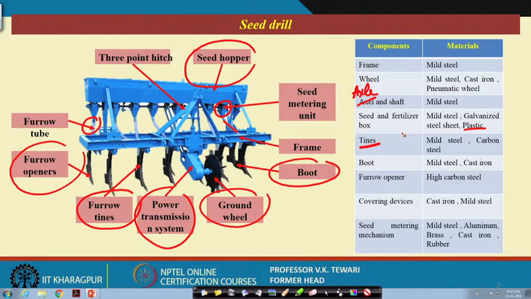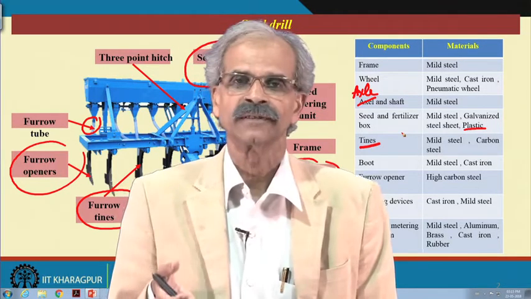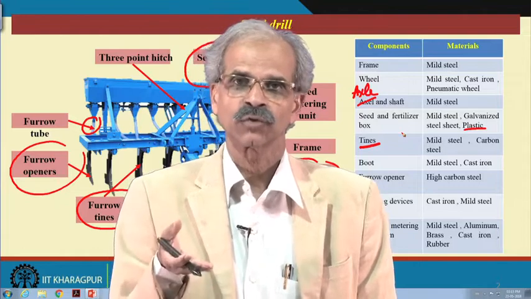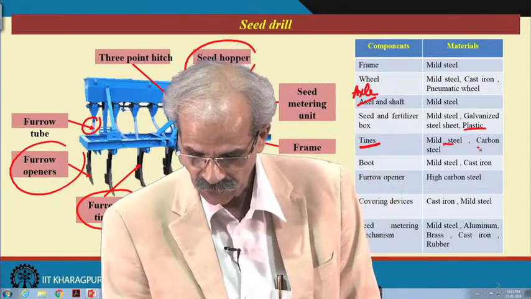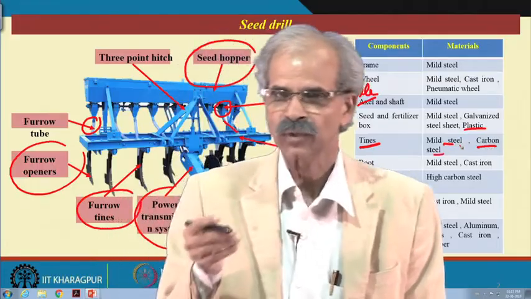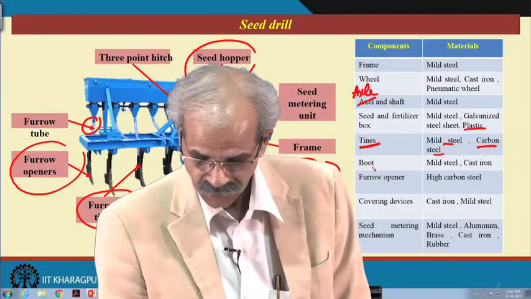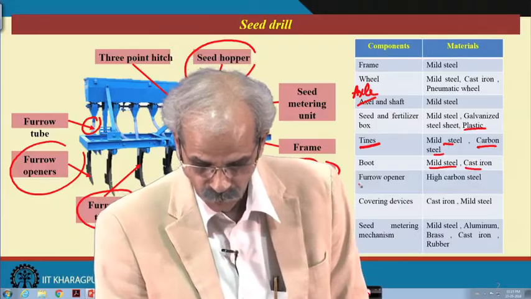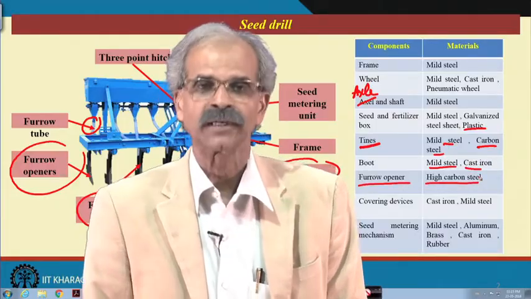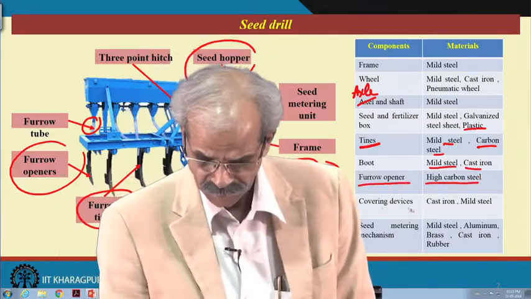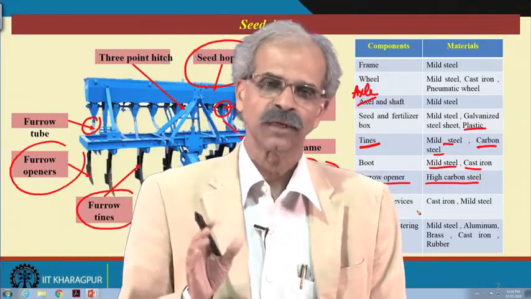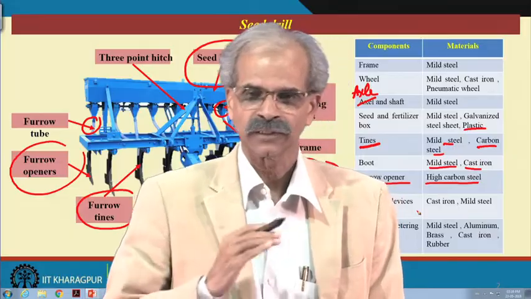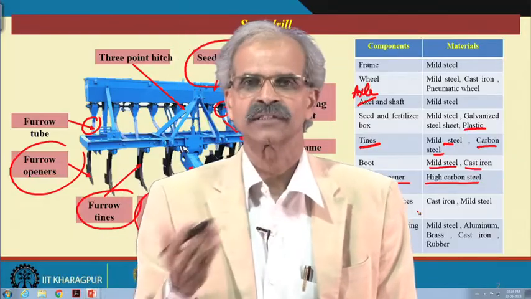Tines, because these tines are actually meeting with the soil, you should have some idea about these. These tines are either mild steel or carbon steel, because you need to harden them. Then boot, mild steel or cast iron. Furrow opener, high carbon steel. Similarly, the covering devices, where the purpose of the covering devices is to cover after you have seeded, it must be covered, otherwise the birds etc. will take away.